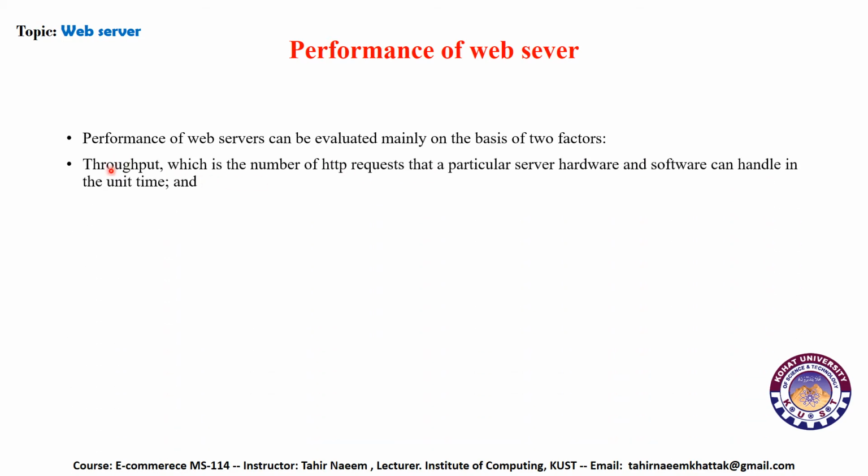Throughput. First of all, throughput is one performance metric, which is the number of HTTP requests that particular server hardware and software can handle in a unit time. So basically throughput is the metric in which we measure how many HTTP requests are received by the server, and how many types of HTTP requests it can entertain. Because if we talk about Facebook or YouTube or any other web server, these are large organizations, and throughput must be greater because there is a lot of footfall on these web servers.